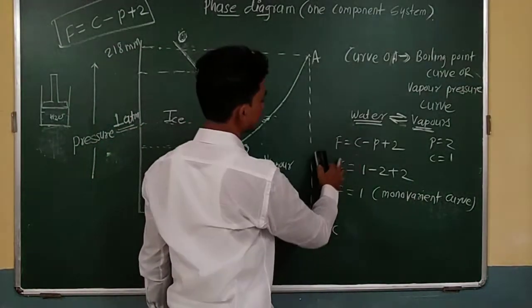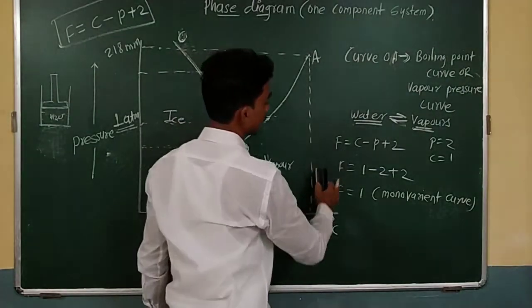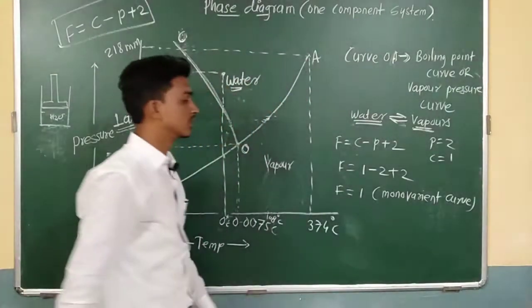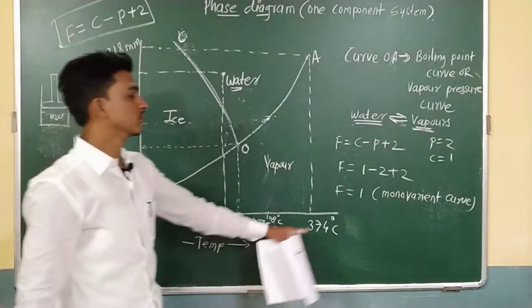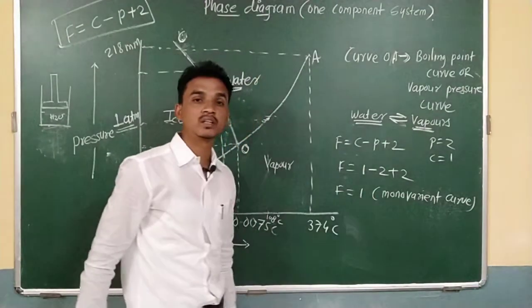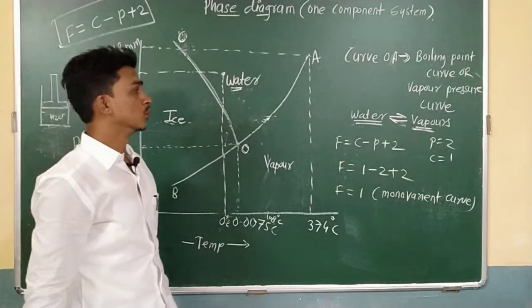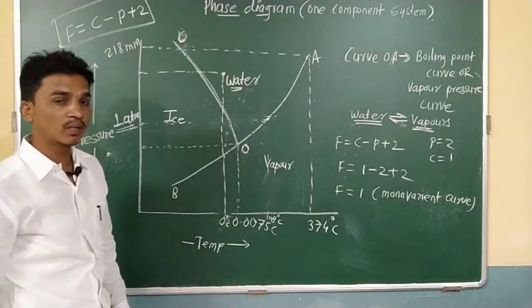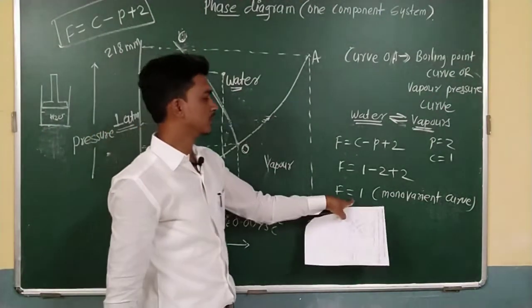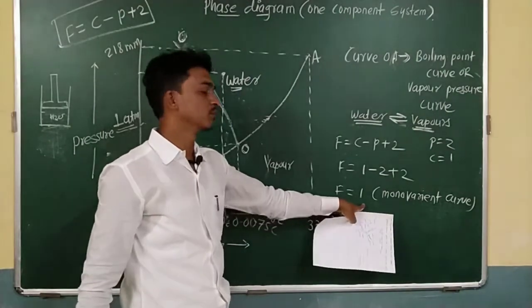And from this, by using the phase rule, we have to calculate the number of degrees of freedom, which is 1. That means we can say this is a monovariant system. Why monovariant system? Because F is equal to 1, that is, the degree of freedom is 1.